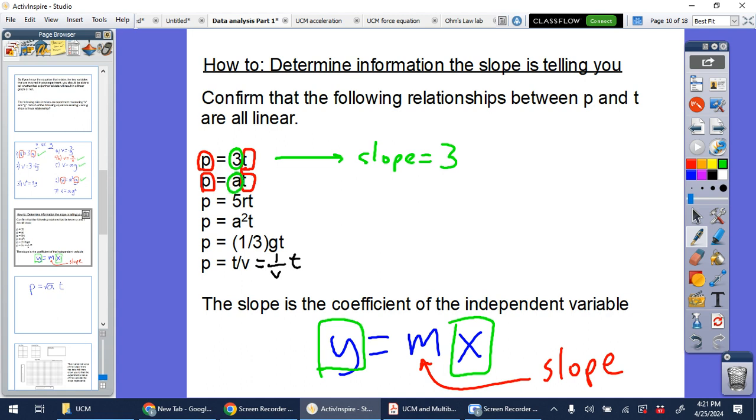Right here, I could put a circle around that thing that's being multiplied by the x variable and see that the slope here is a.